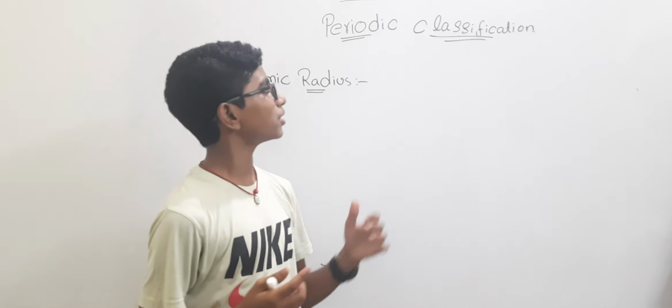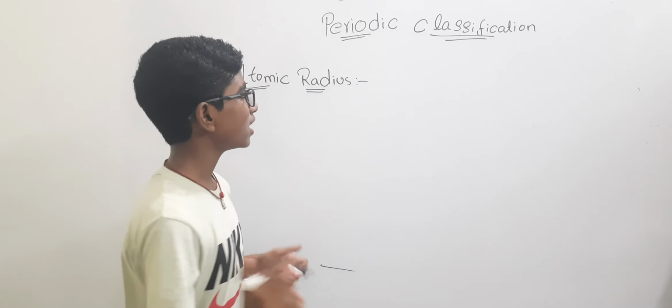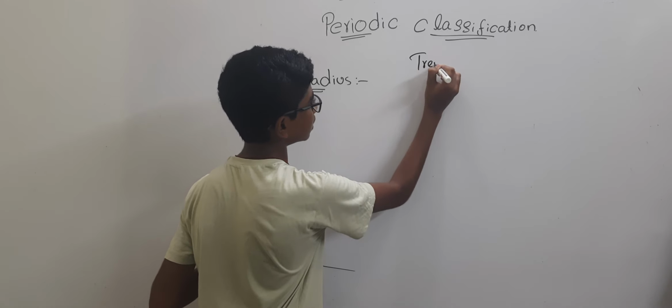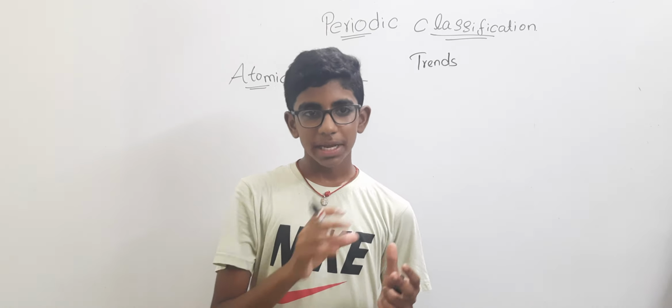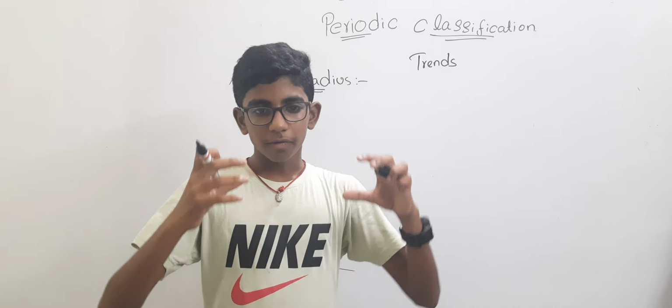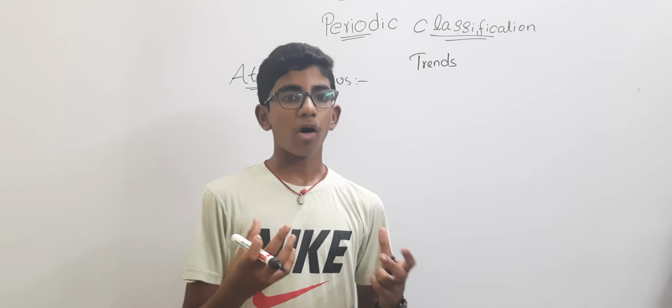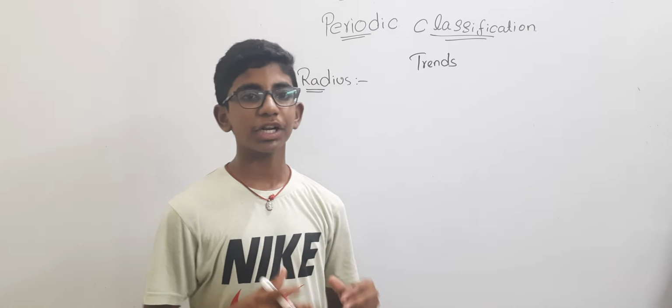Today we will discuss periodic classification. In periodic classification, the main important thing is periodic trends. What is meant by periodic trends? In a periodic table, in periods, the chemical or physical property of an element increasing or decreasing, or in groups increasing or decreasing, is known as the periodic trends.